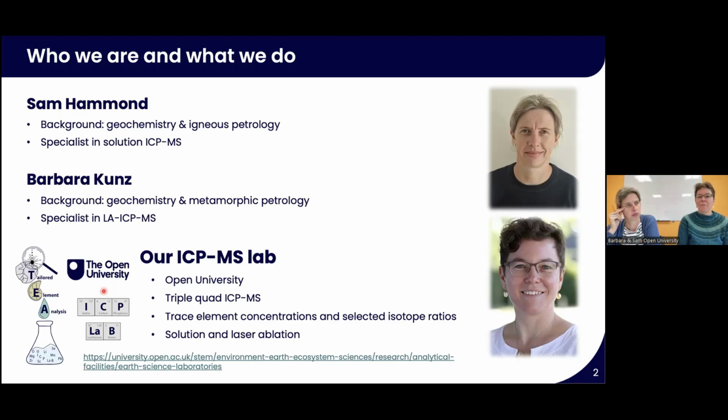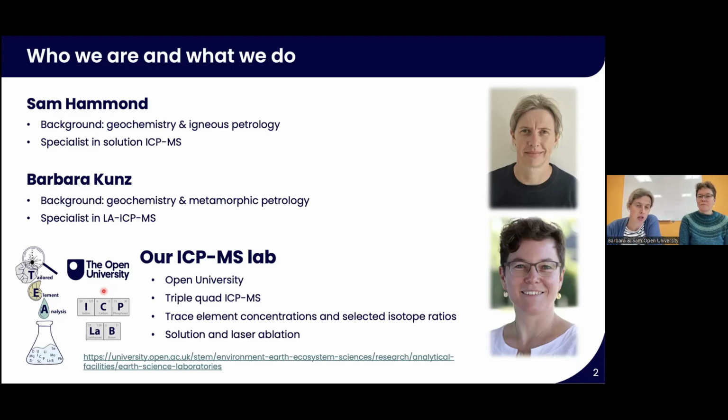So we share a lab, and I'm a bit of a lab technician, lab manager, and we work together. And so our lab, as you probably know, we're at the Open University. We have a triple quadrupole ICP-MS, and we're going to explain what that does to you today. We use it for measuring trace element concentrations, and some selected isotope ratios is something we're moving into doing in the last couple of years.